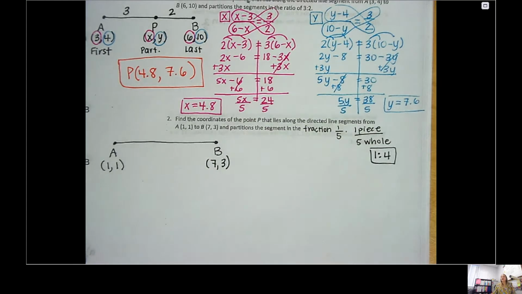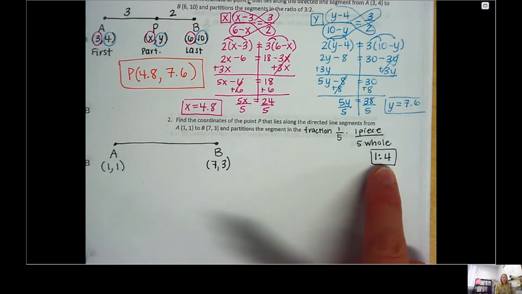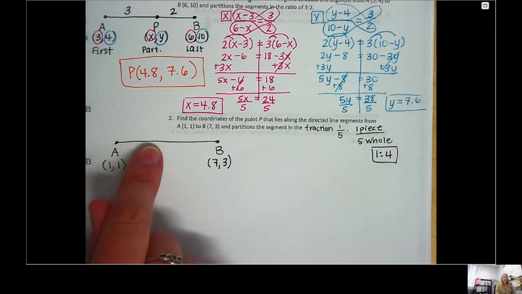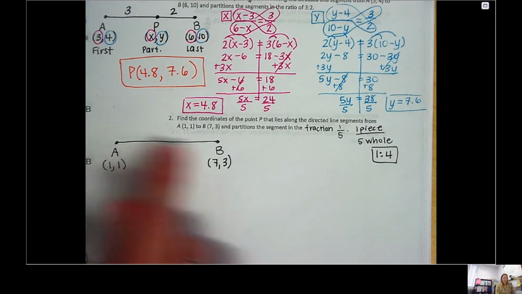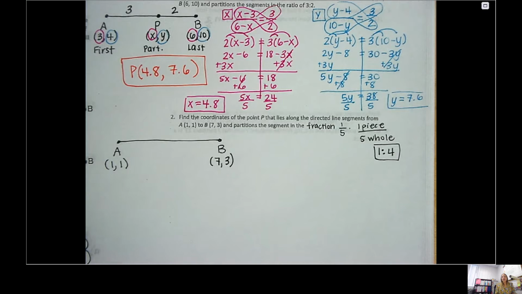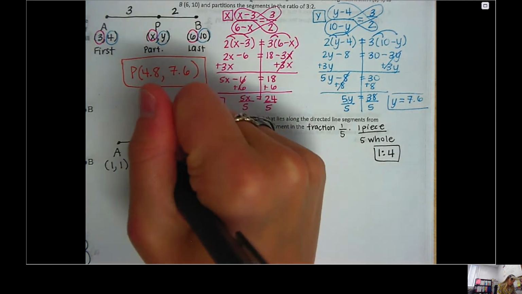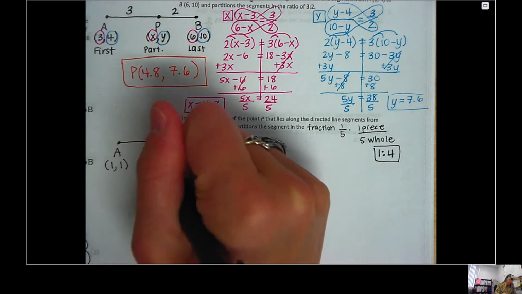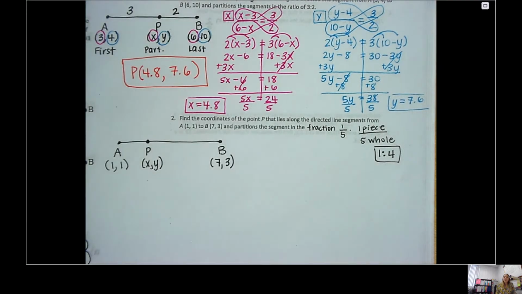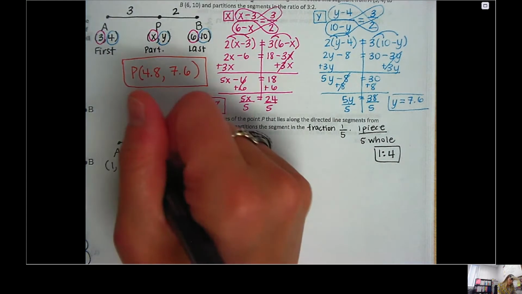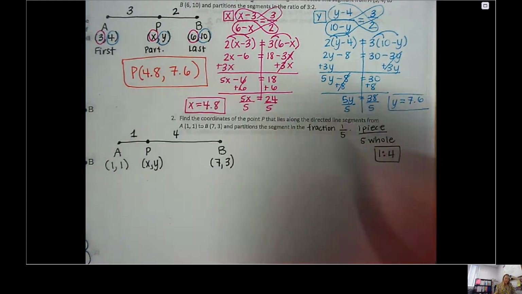That's important because the equation will not work if you use it as a fraction. The equation only works if you use it as a ratio. So it's saying from A to P is 1 piece, from P to B is 4 pieces. Where should my P be located? Closer to A or closer to B? Closer to A, because this is only worth 1 piece. Okay, x and y, that's what I'm trying to figure out. And then I put my ratio right above it, 1 piece versus the 4 pieces.